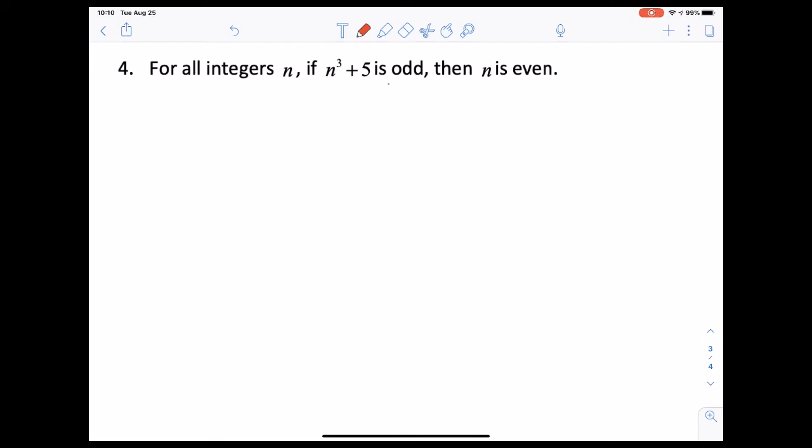So if n cubed plus 5 is odd, then that means that n is even. So remember this idea, n being even means that n can be written as 2 times some integer, some constant, something that goes right here. So this is our statement. We want to assume that this is false. And so the way we do that is, let's assume then that n must be odd. So let's think about what that means.